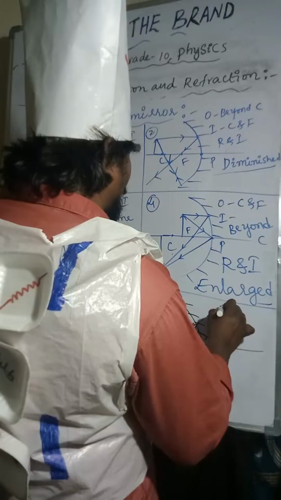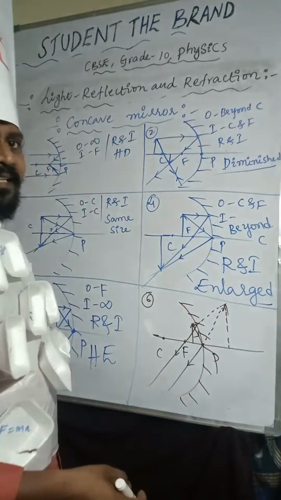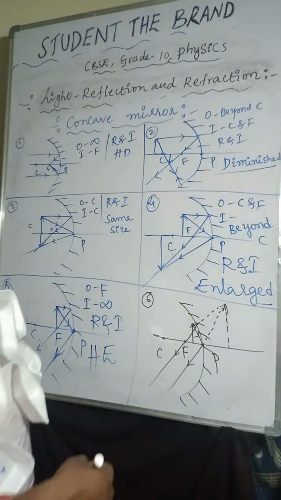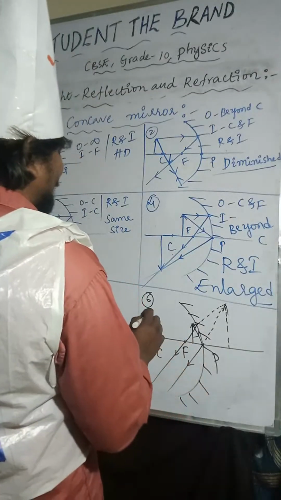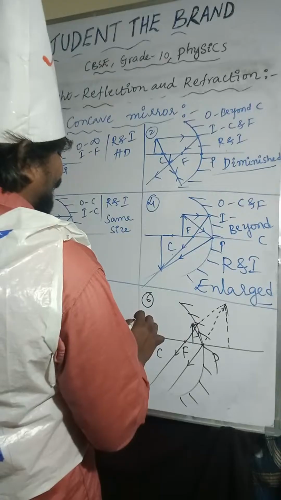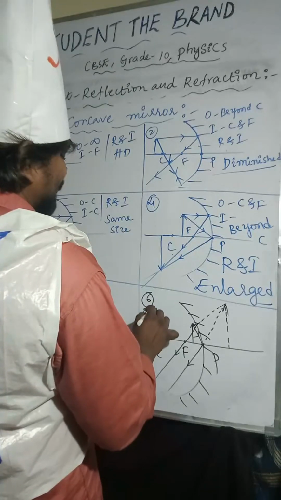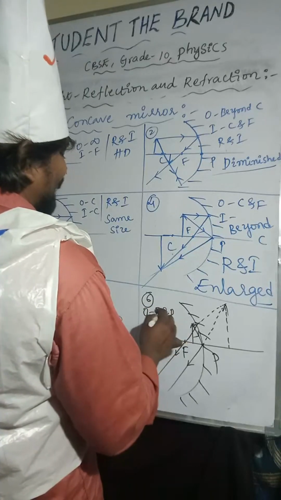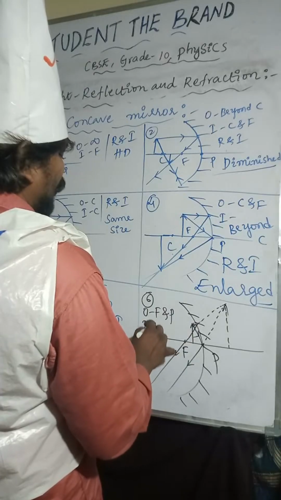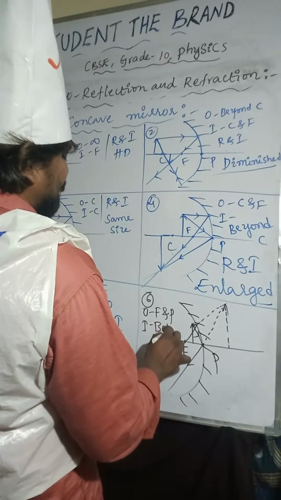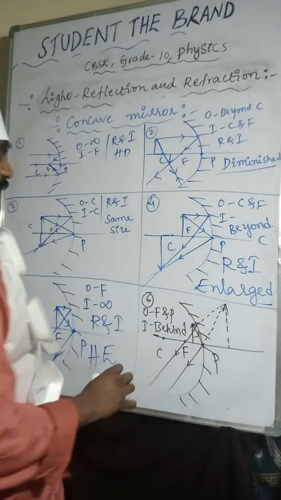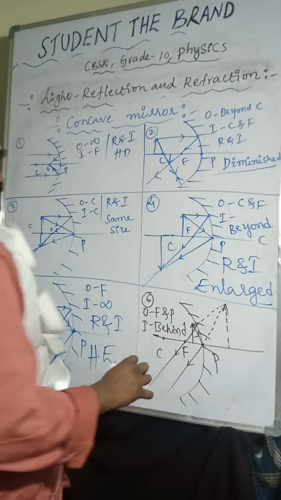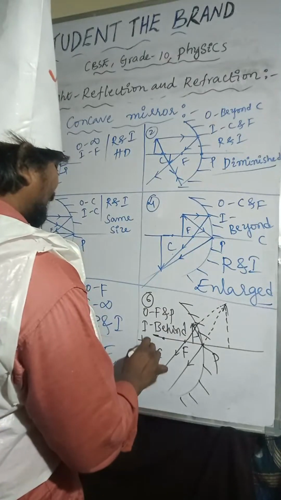Where will the image form? Behind the mirror. What is the nature of the image? Virtual, erect and enlarged. Object is placed between F and P, where image is formed behind the mirror.